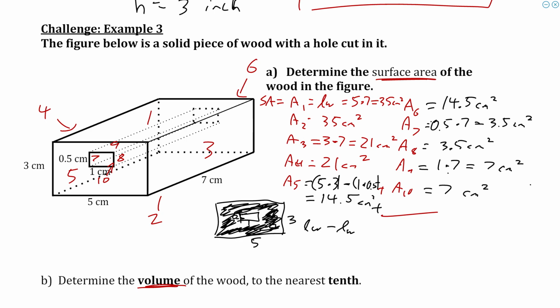So I have 35 plus 35 plus 21 plus 21 plus 14.5 plus 14.5 plus 3.5 plus 3.5 plus 7 plus 7. So I end up with 162 centimeters squared. By adding up all 10 of these values, I have the area of all the faces, and I find the surface area of the outside of the wood. Tough one. There's a reason it says challenge.